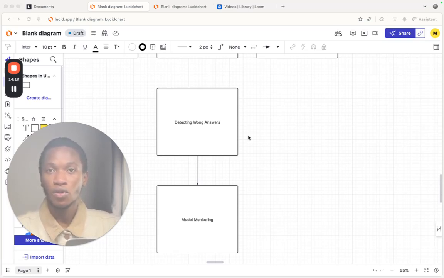And so you can't prevent all wrong answers, but you can detect them before customers notice. Think of it like a car's dashboard, where you check the engine lights. That's model monitoring. It tells you something's wrong before you break down on the highway, so you can fix it in a garage. Your AI needs the same dashboard.